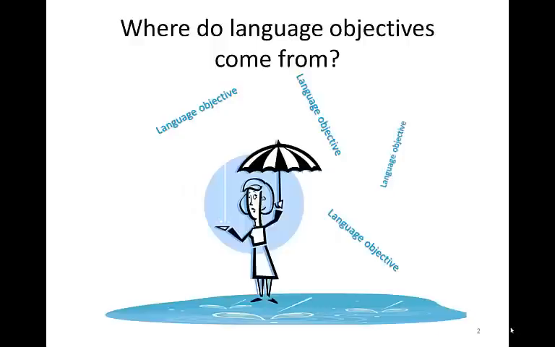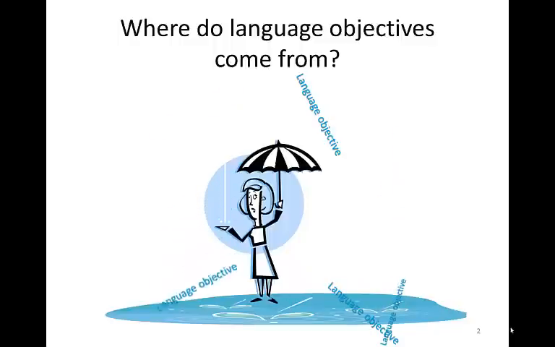How do we get language objectives? They don't just magically rain down from the sky, as nice as that would be, and they usually aren't provided in textbooks or curriculum plans. Rather, they are created by teachers based on lesson content and student needs.